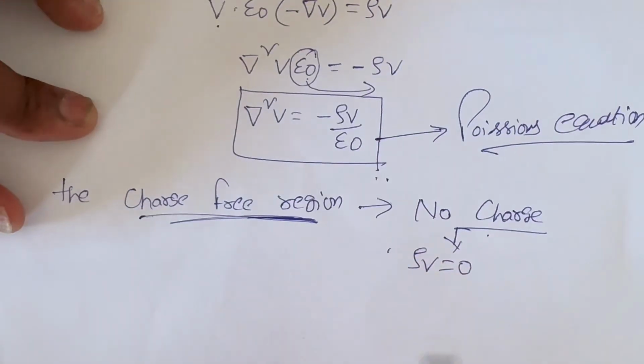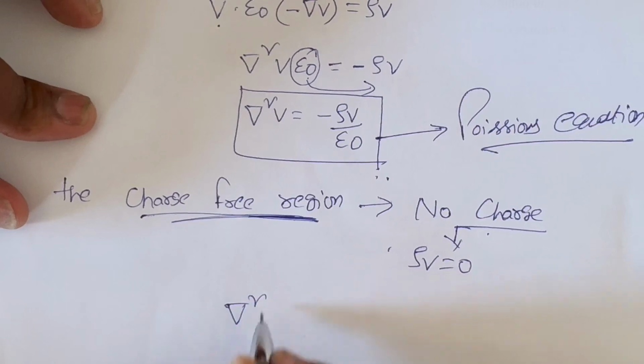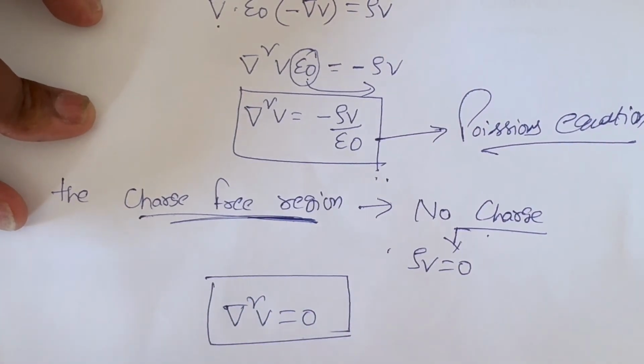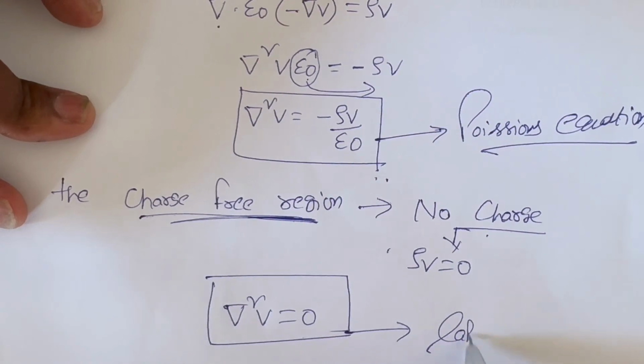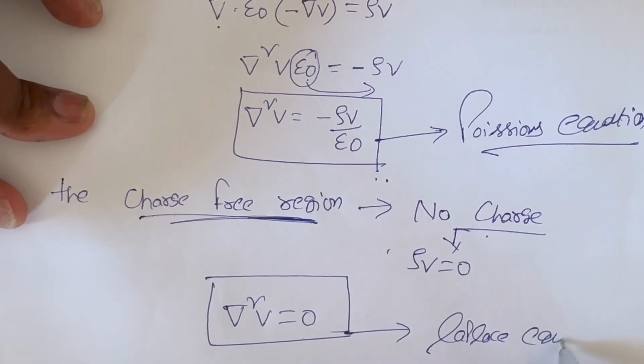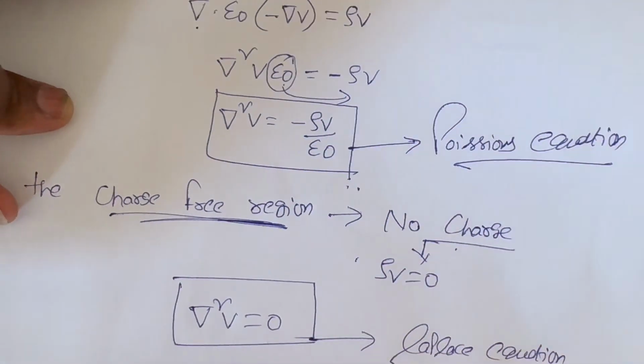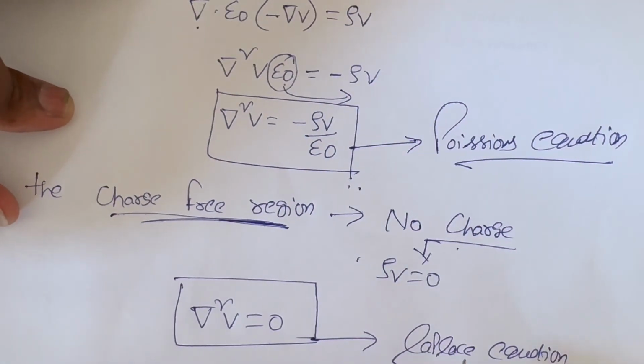Then the above equation can be written as del square V is equal to 0. It is called the Laplace equation. Like this, we have Poisson's equation and Laplace equation.